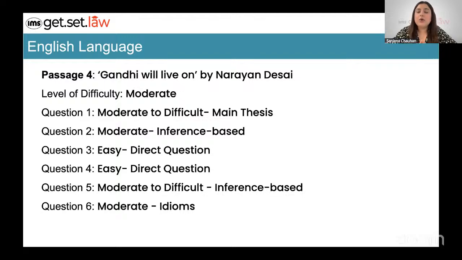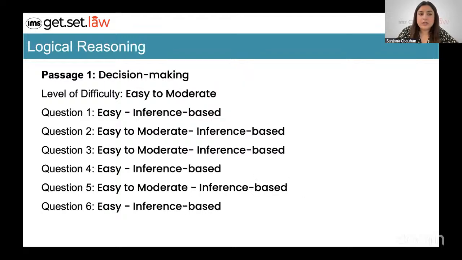All right. So broadly speaking, as far as English language is concerned, I think a good attempt rate would be anywhere from 20 to 21, and a good score will be from 18 to 19. That includes negative marking also. All right. Having said that, we will now focus on the analysis of the logical reasoning section.